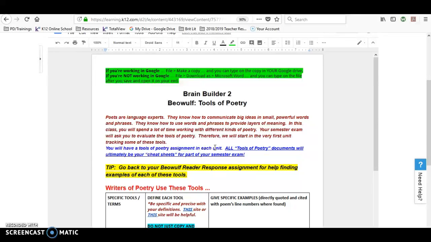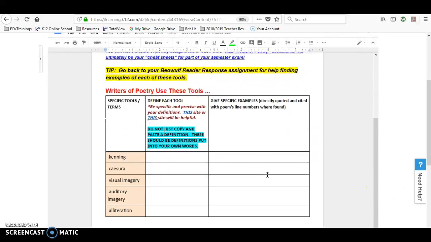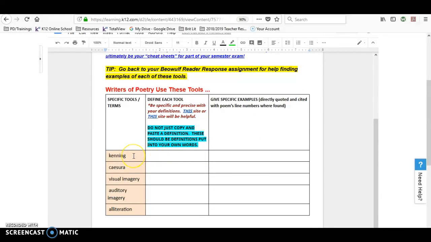A big tip for you as you complete this assignment, go back to your Beowulf reader response assignment to help you find examples for each of these tools. Okay? So here are the tools that we're going to be covering in this assignment. You're going to cover kenning, caesura, visual imagery, auditory imagery, and alliteration.